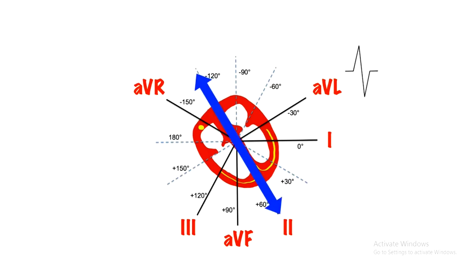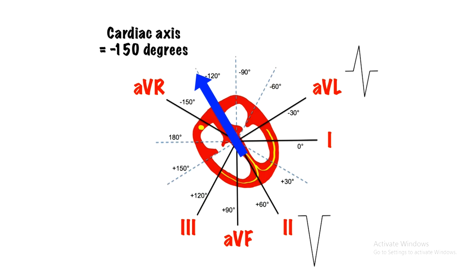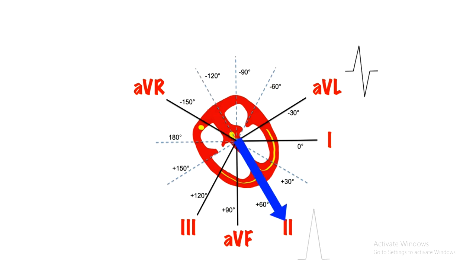We know that the impulse must be moving at 90 degrees to this lead, but it could be in either direction. Look at the lead that runs along this vector. If the impulse is travelling away from it, there will be a large negative deflection. If the impulse is travelling towards it, there will be a large positive deflection. Congratulations, you've just worked out the cardiac axis.